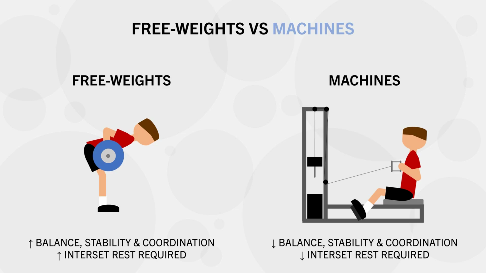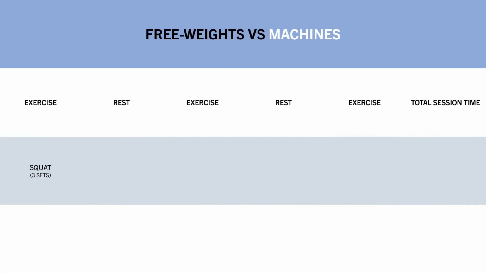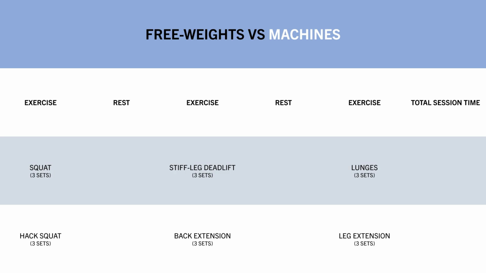For example, if we perform 3 sets of squats, 3 sets of stiff leg deadlifts, and 3 sets of lunges compared with 3 sets of hack squats, 3 sets of back extensions, and 3 sets of leg extensions, the total session time will likely be far shorter with the machine-based session. Let's say for this example, each set takes approximately 1 minute to complete to make things simple. The free weight lifts may require around 3 minutes rest between sets, while the machine exercises may only require 2 minutes rest. So the total session time for the free weights would be around 33 minutes, while the machine-based session would be only 25 minutes, even though total volume is the same.